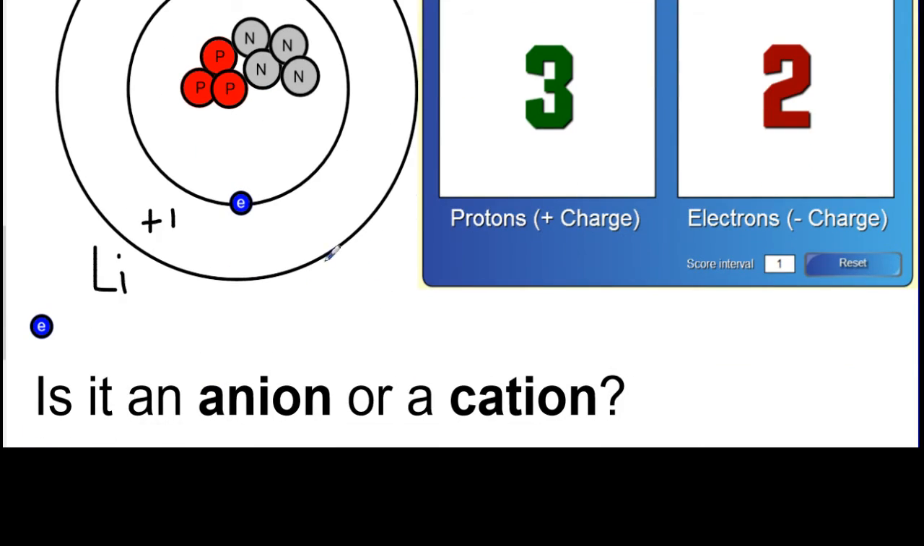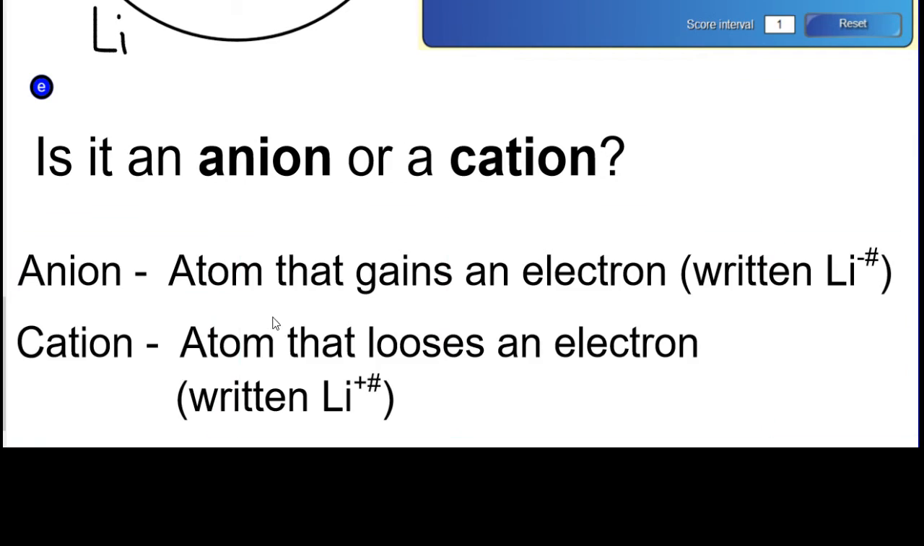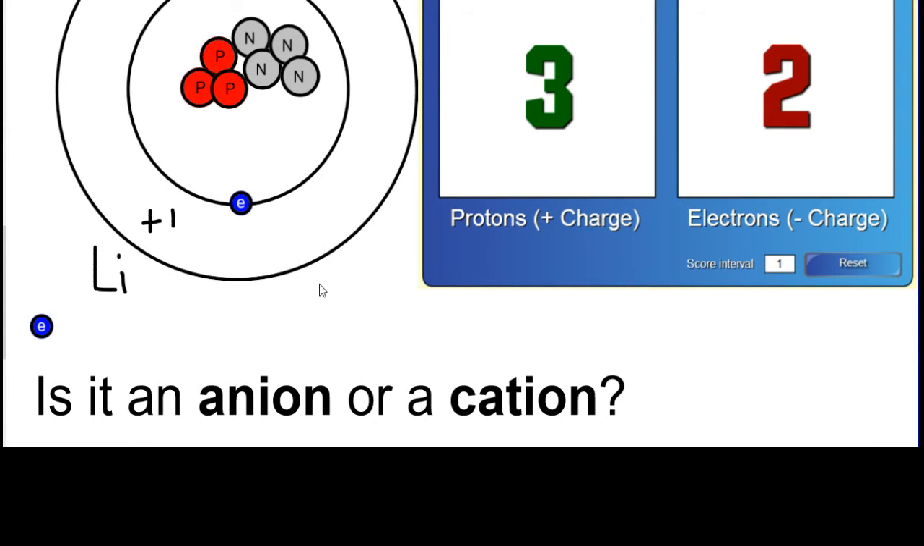Now, is it an anion or a cation? So if you can't remember, an anion is the one that has an extra electron, and a cation is one that loses an electron. So since we lost an electron, this will be a cation.